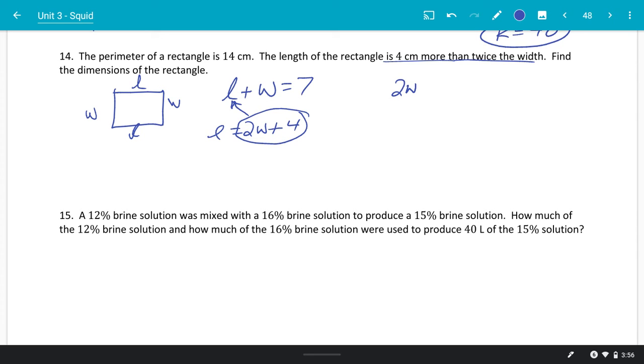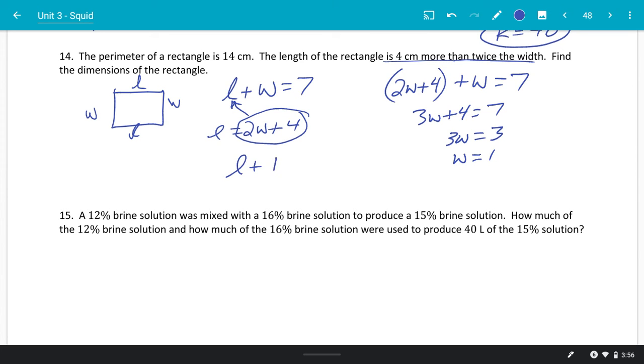So 2W plus 4 plus W equals 7. So 3W plus 4 equals 7. Subtract 4 from both sides. 3W equals 3. W equals 1. Plug that back into L plus 1 equals 7. So our length is 6. So length 6, width 1. Woohoo, we're having fun now.